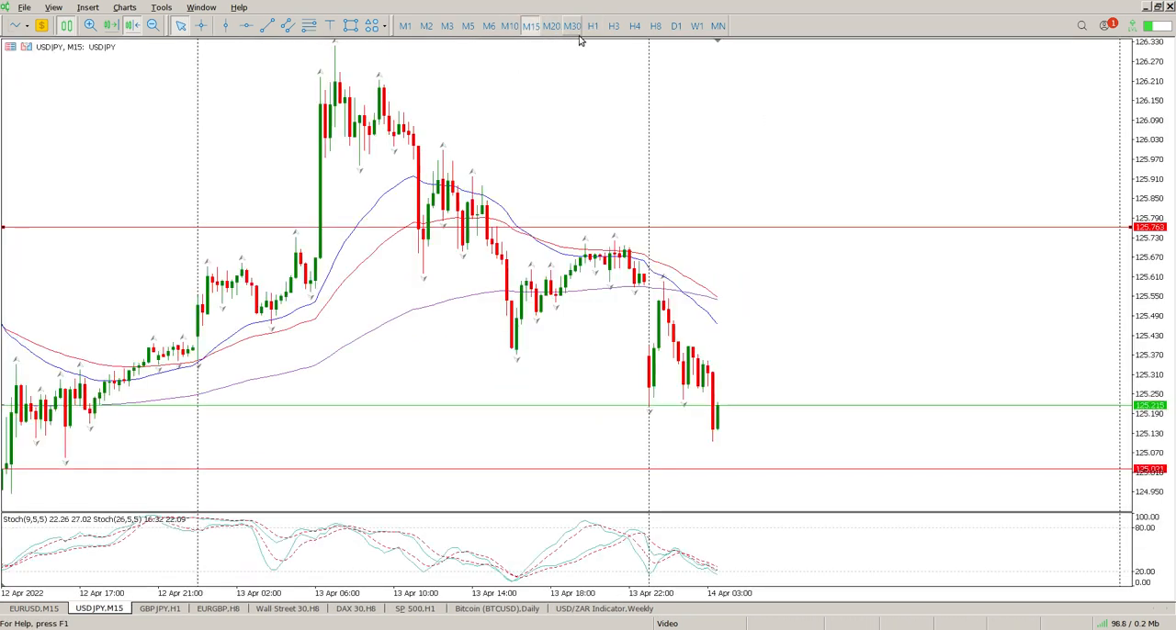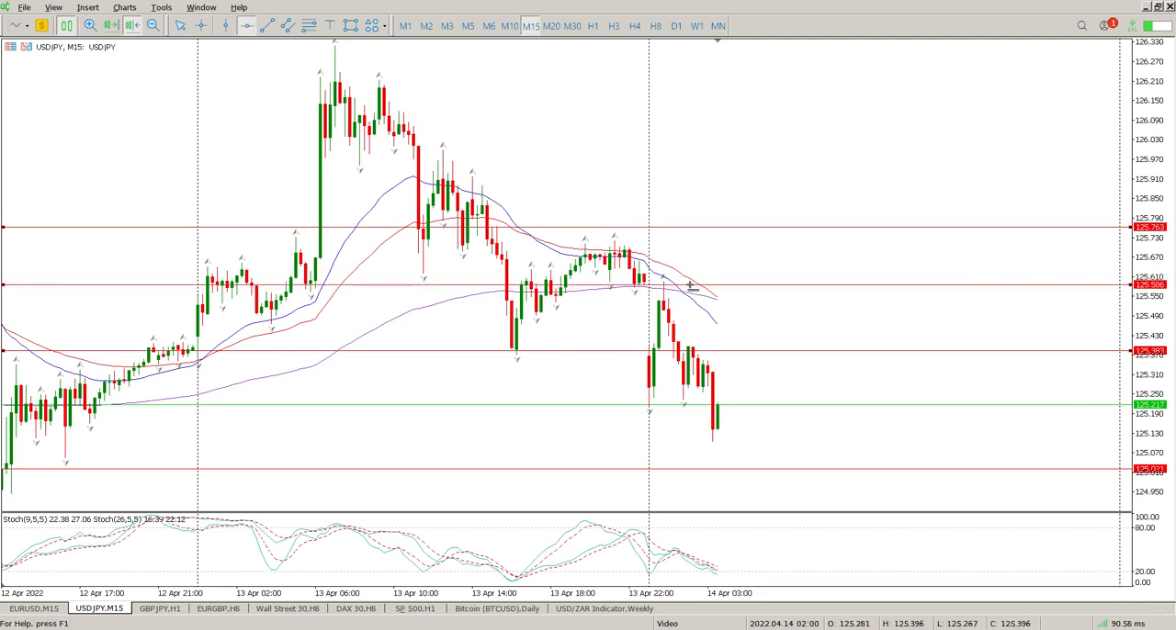So that's another one where you can start watching the 15-minute. Logically, you have a little bit of structure here, but I would prefer this area here. This gap is still open. So you're looking for a pullback into 125.586. You can see moving averages have crossed over as well. Obviously, you need the oscillator to come up as well. So that's the first area. The second area is right down here where we are flirting at the moment at 125.383.